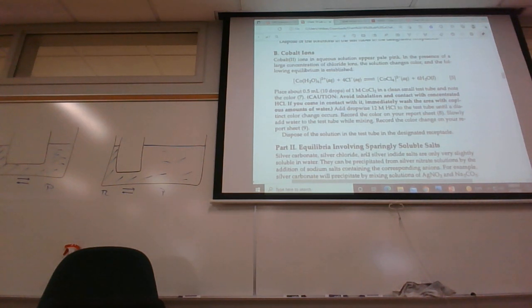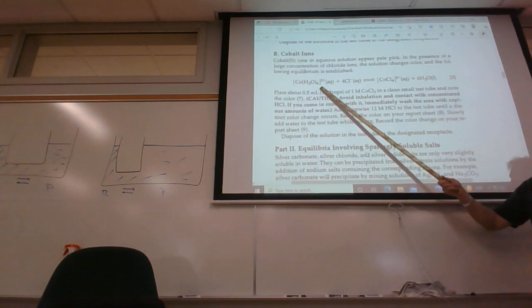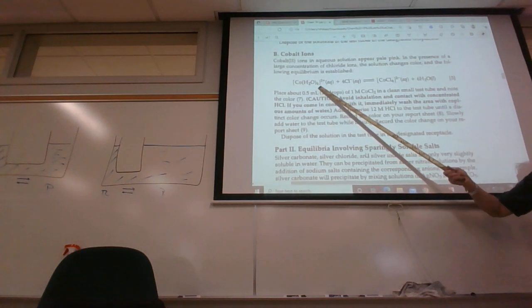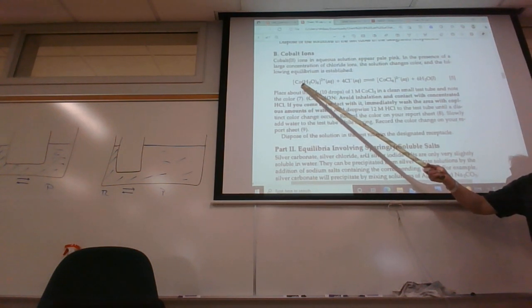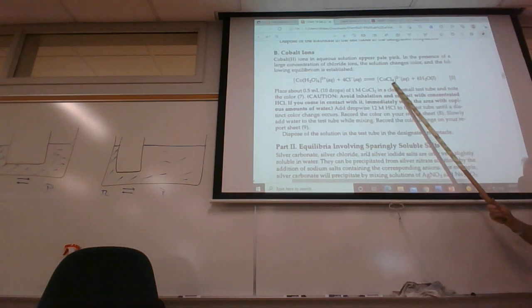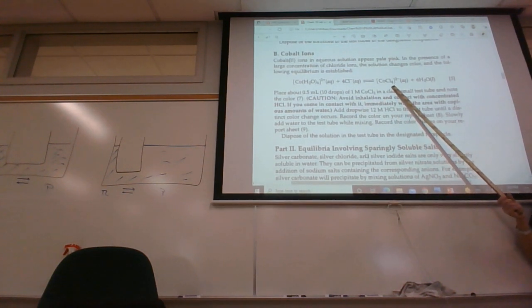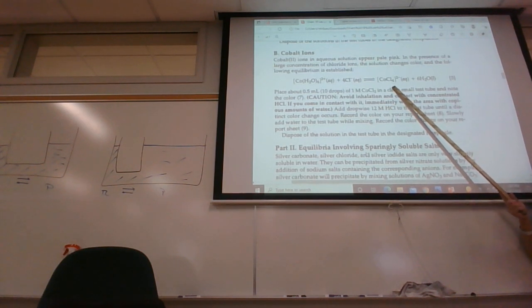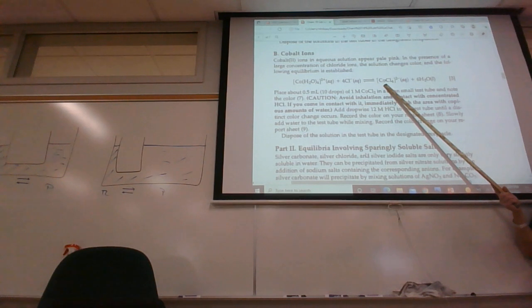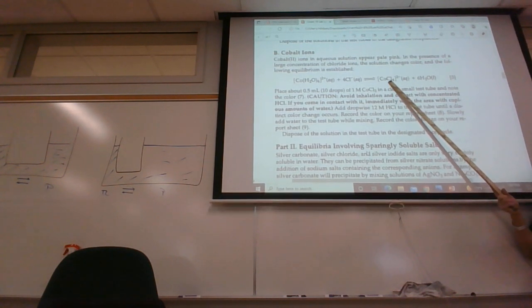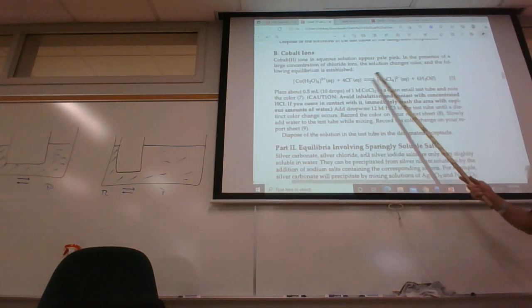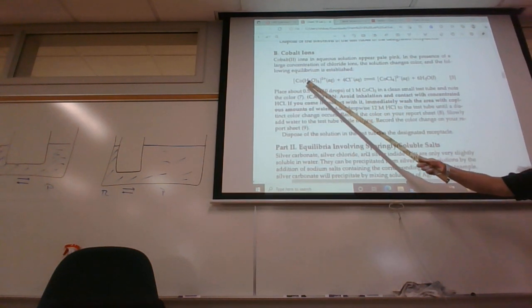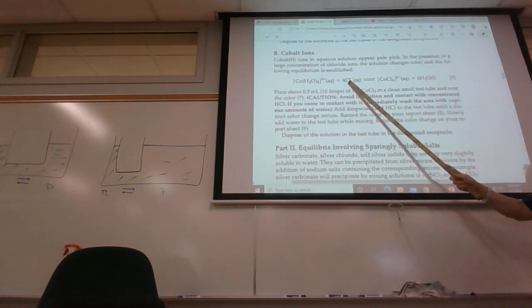All right, here, what's the name of this complex? Hexaaquacobalt(II). And this one would be called tetrachlorocobaltate(II). So we're going to look at this equilibrium and the difference here. You're going to take a look: what does it look like before, and what does it look like after adding chloride?